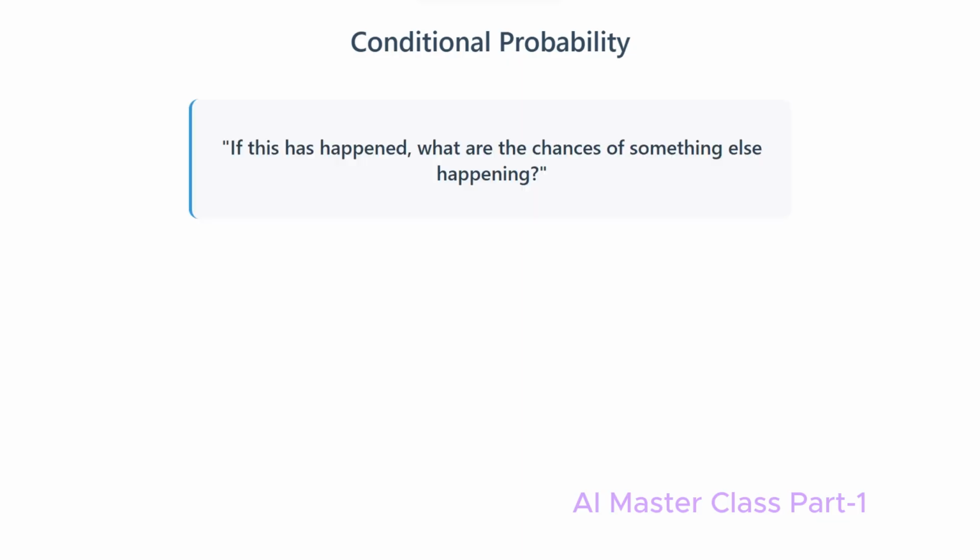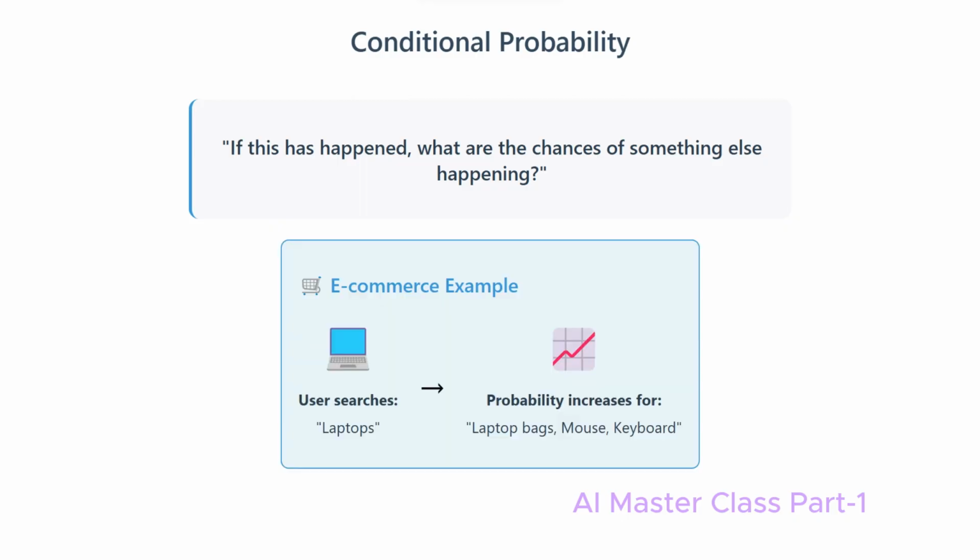Another important concept is conditional probability, which is basically saying: if this has already happened, what are the chances of something else happening now? For example, if someone is searching for laptops, then the probability that they might be searching for accessories will increase. Recommendation systems and advertisements work heavily on this idea. They are not guessing randomly, they are adjusting probabilities based on what has already happened.